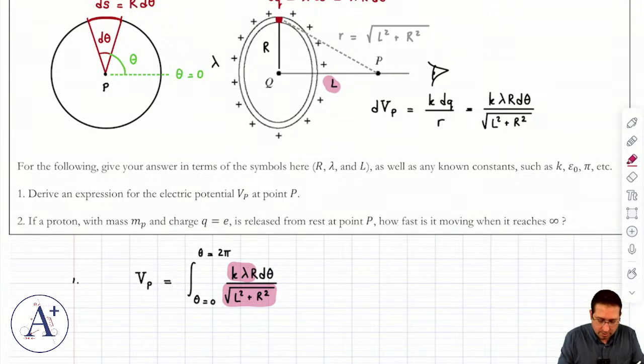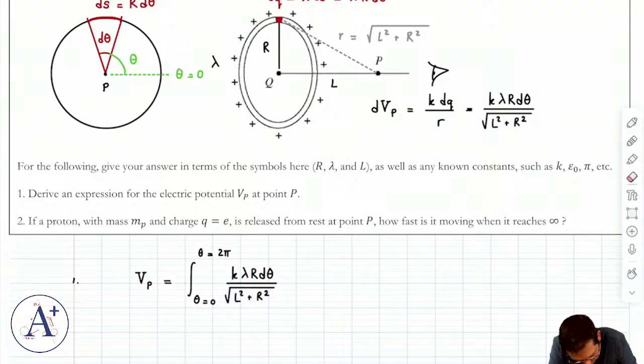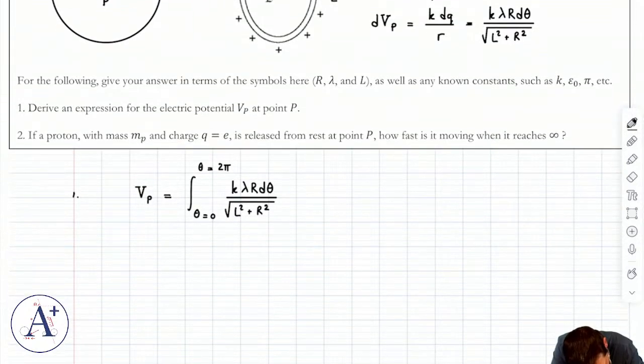L is some arbitrary distance. But once it's fixed, it's fixed. As you go around the ring, L does not change. And so all of these things are constants. It's very straightforward to integrate. We just have to integrate d theta, which integrates into theta.